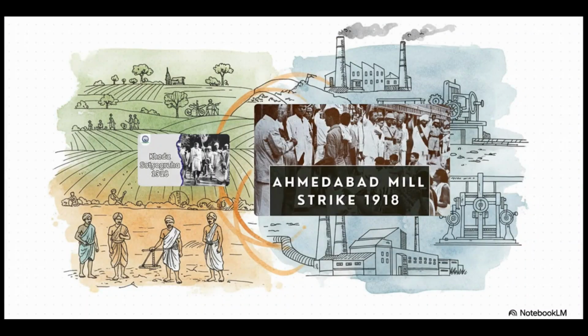And these two pictures, side by side, they just perfectly capture how flexible his approach was. On the left, you've got the Kheda Satyagraha, a fight for landowning peasants out in the countryside. And on the right, the Ahmedabad Strike, a classic labor dispute in a big industrial city. Two totally different worlds, but the strategy was the same: organized, nonviolent resistance to win a clear, concrete victory.